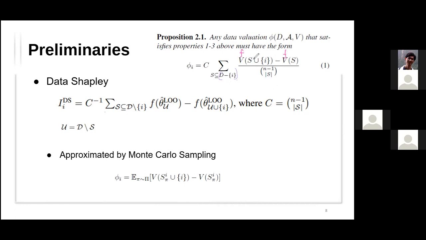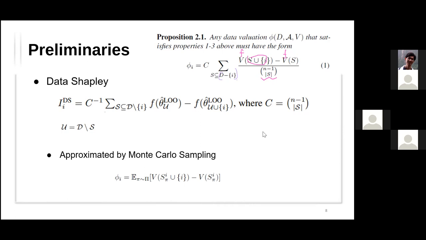So again, you calculate the loss of S with the training points minus without the i-th training point. And this part is the normalization factor. It seems to me very computationally expensive.